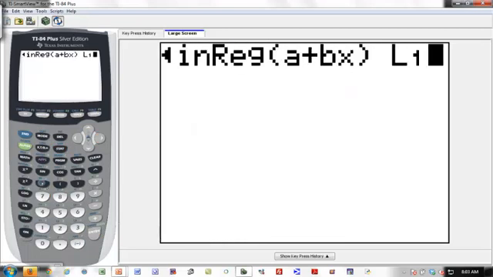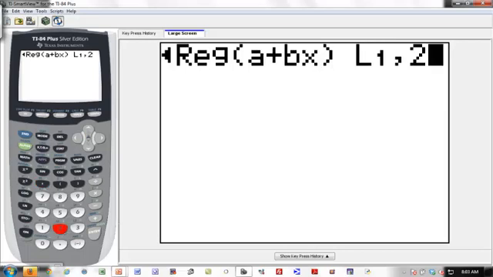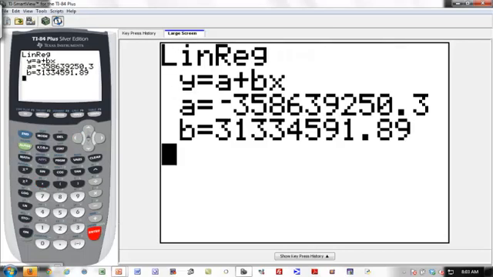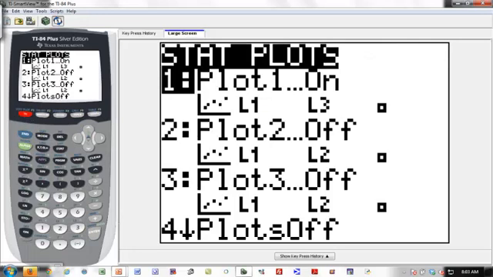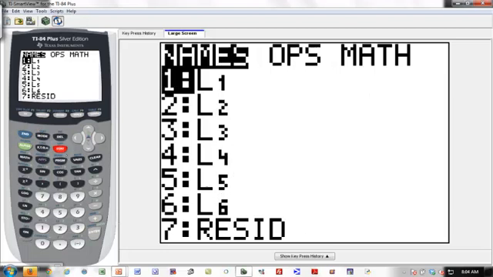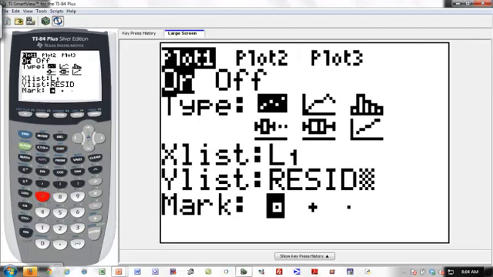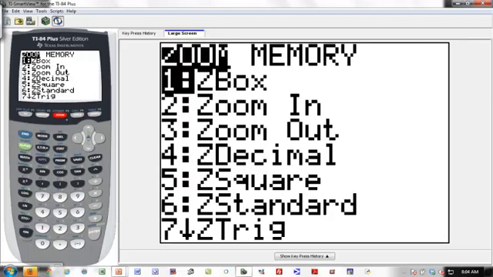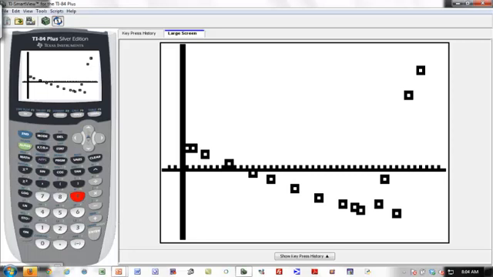Just for completeness, then I'm going to go back and redo the regression. I'm going to go back and look at the residual plot. Zoom 9. So here's my residual plot now. Now does it match? That looks a little bit closer to yours.